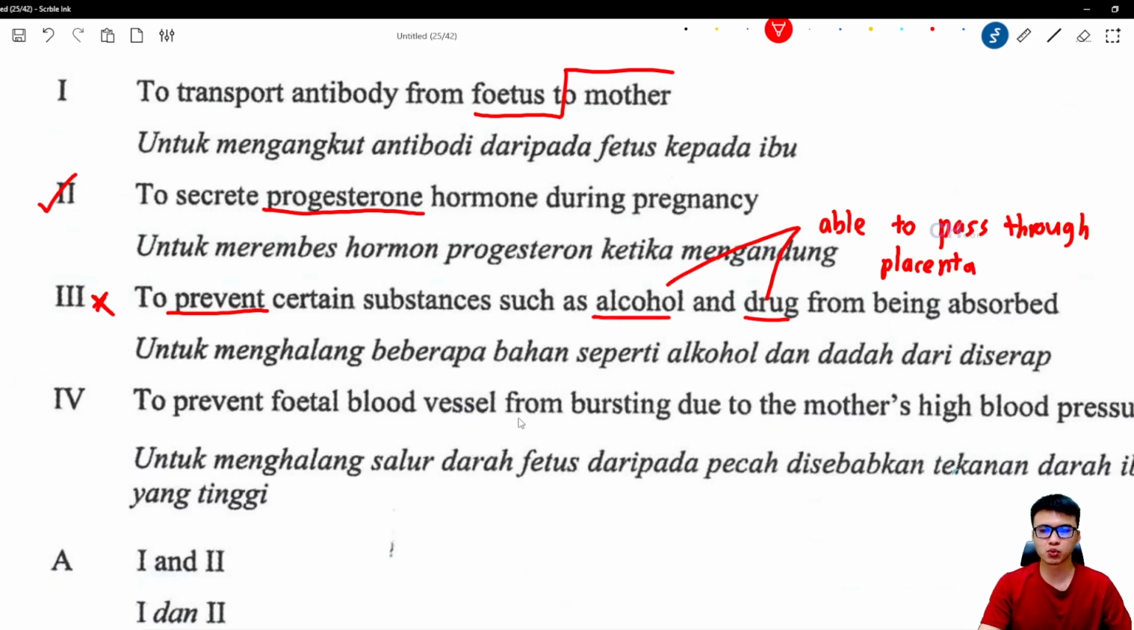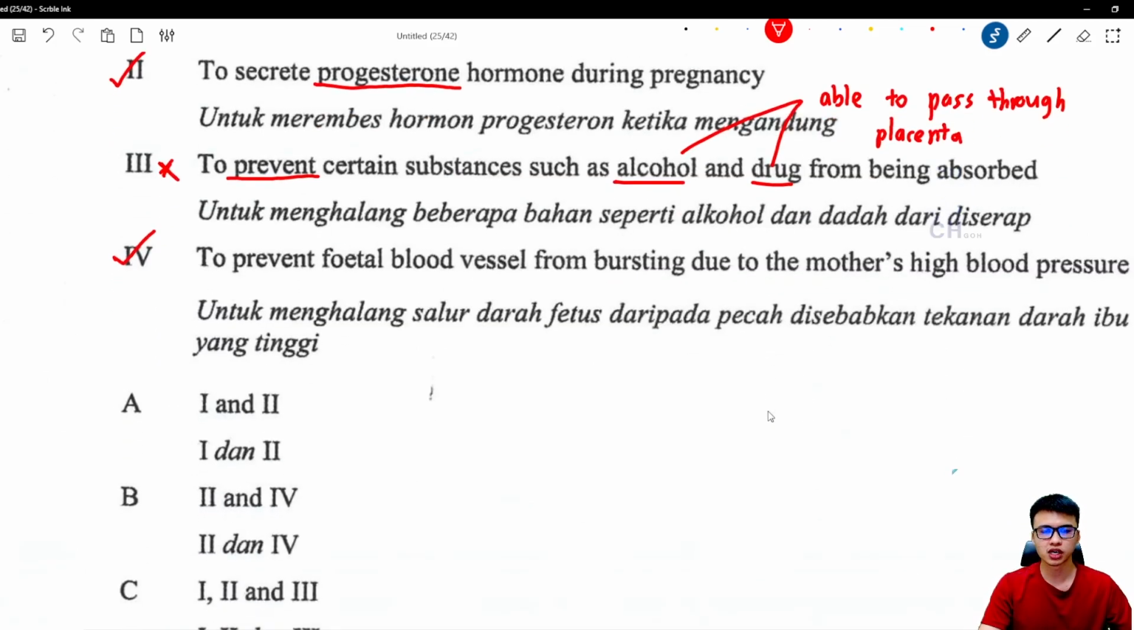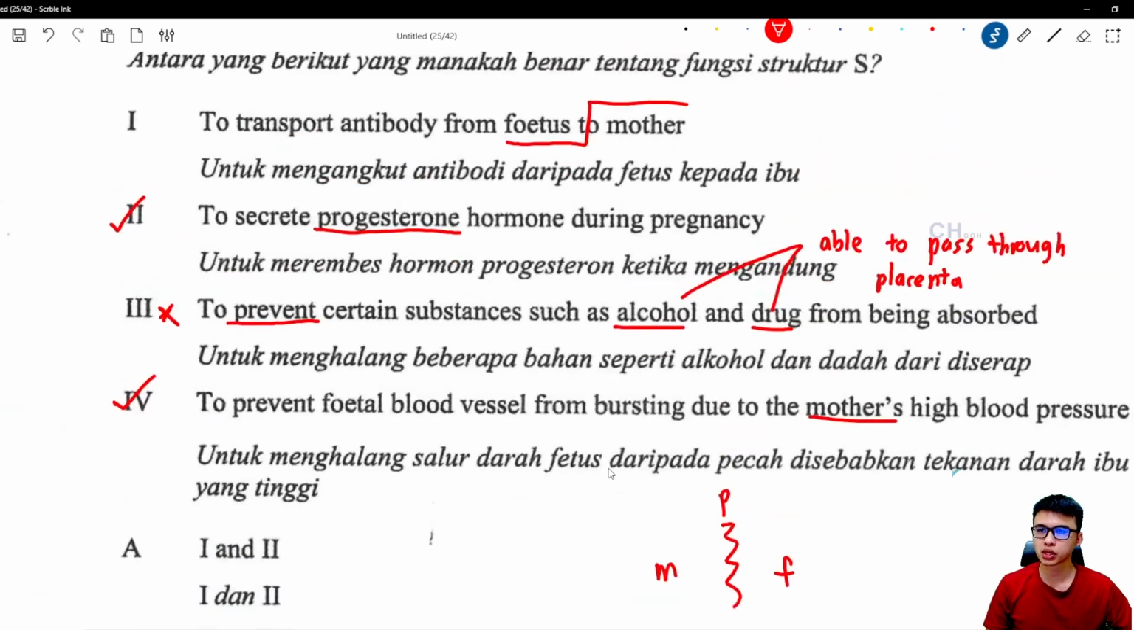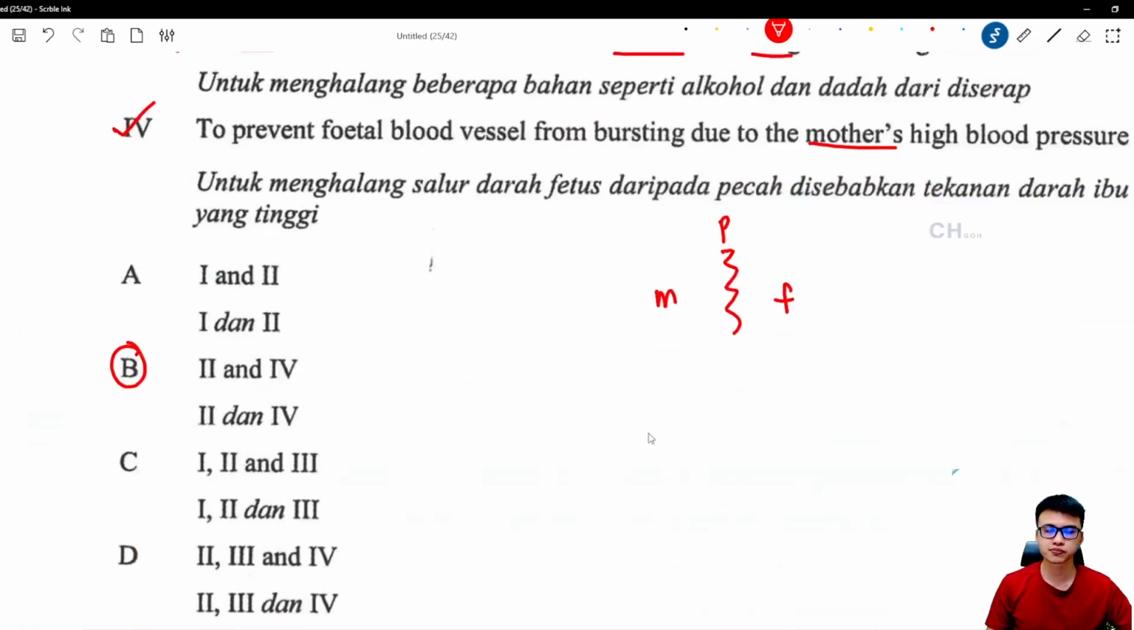Now 4, to prevent fetal blood vessels from bursting due to mother's high blood pressure. Yes, okay, so this is one of the importance of the placenta. Because the mother's heart is much stronger than the baby's, and the baby's blood vessels are super small, tiny, and very thin. So the high blood pressure generated by the mother's heart is going to burst the fetus's blood vessels. That's why the fetus blood and the mother's blood should be separated by the placenta. It will be something like this. So inside here, this is the placenta, and right here it will be the mother's blood, and then the fetus blood will be on the other side. Okay, so the placenta is the one to separate the blood of both individuals. So here the answer should be 2 and 4. B for this answer. Question 24.